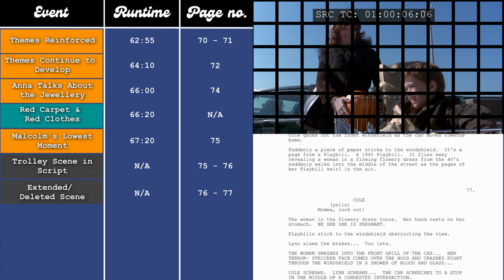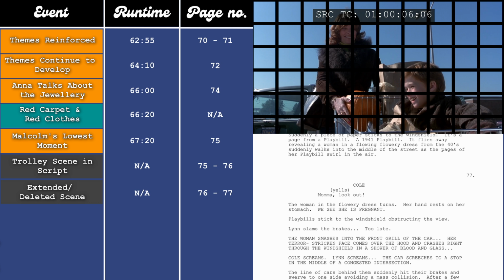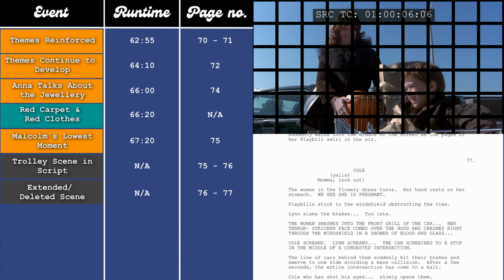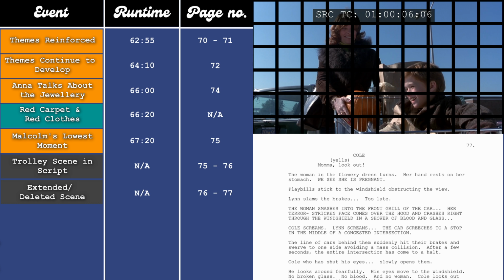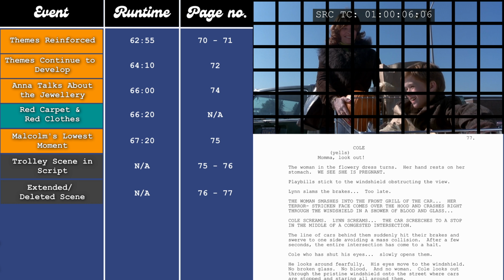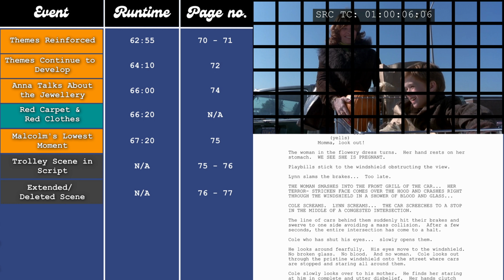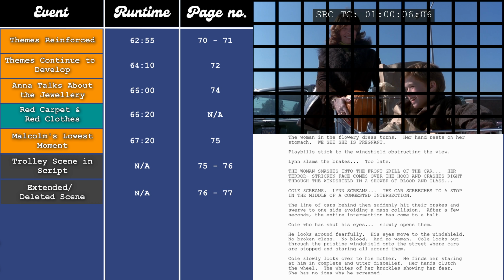The woman smashes into the front grille of the car. Her terror-stricken face comes over the hood and crashes right through the windshield in a shower of blood and glass. Cole screams. Lynn screams. The car screeches to a stop in the middle of a congested intersection. The line of cars behind him suddenly hit their brakes and swerve to one side, avoiding a mass collision. After a few seconds, the entire intersection has come to a halt.